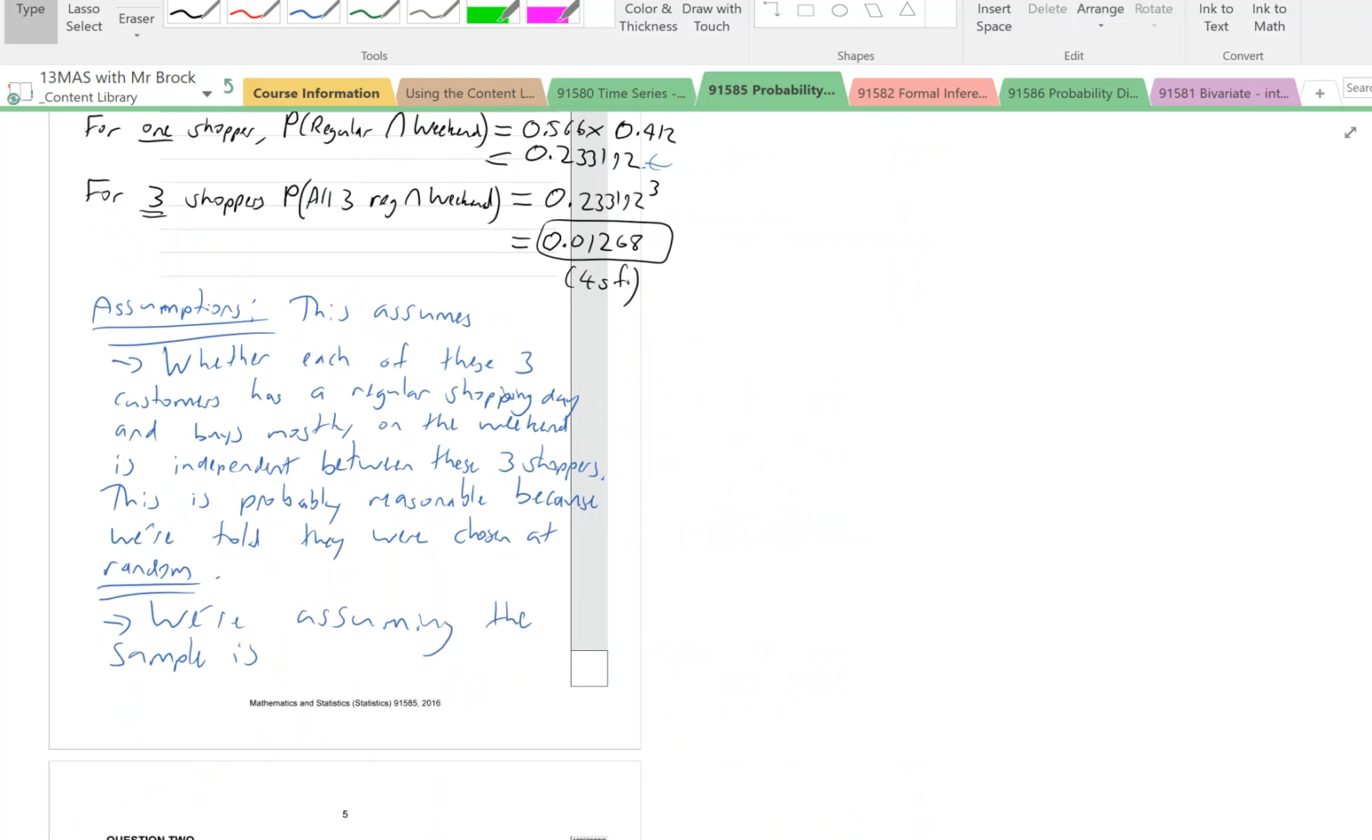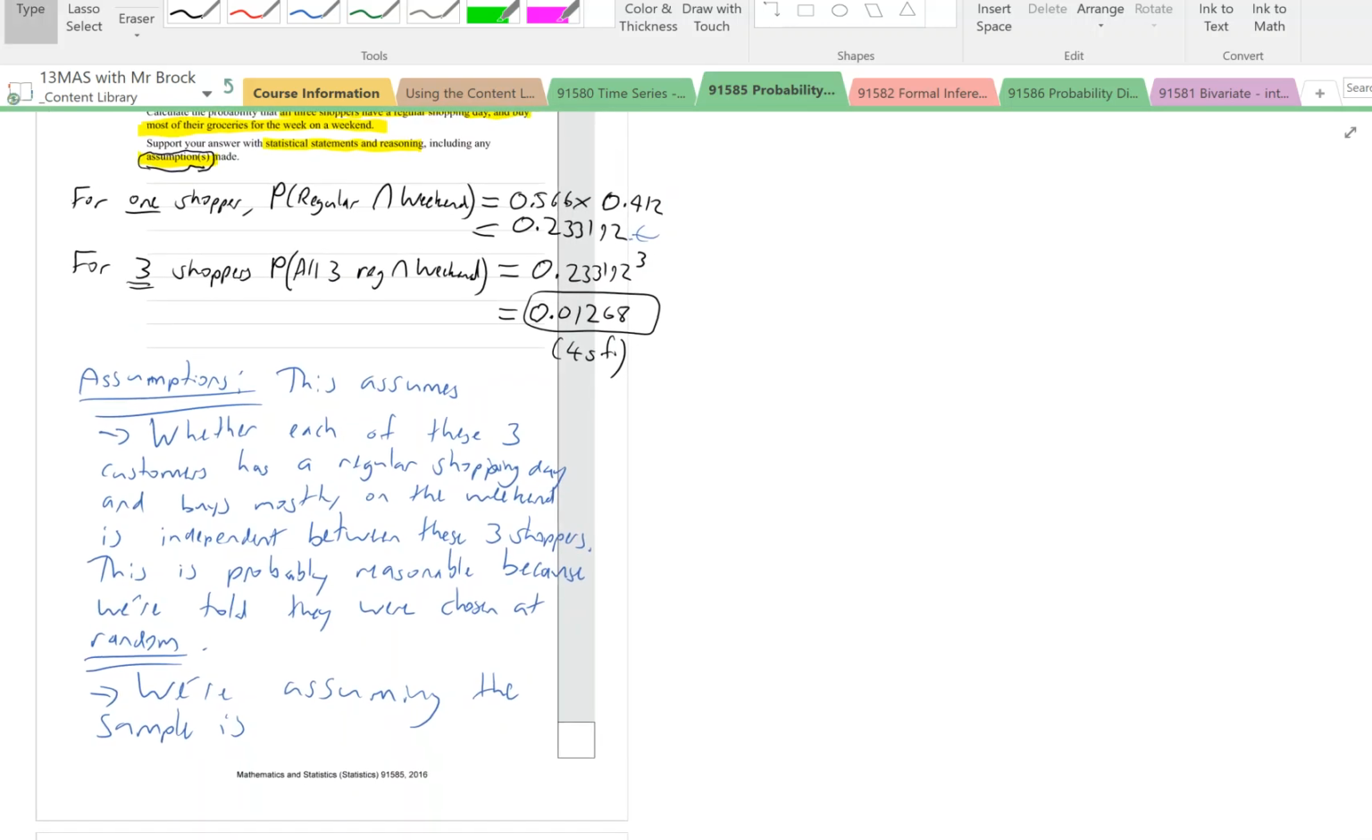My technology stopped working, so I'm just going to read this part out. So we're assuming the sample is very large, so that it makes no difference, or little difference, whether we sample with replacement, meaning we could get the same person twice, or without replacement.